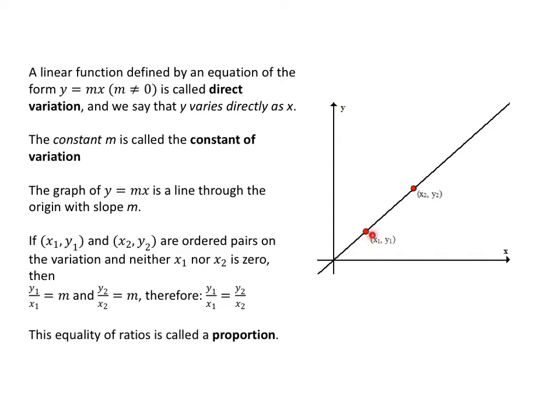So here we have x1, y1, and x2, y2 as ordered pairs on the variation, and neither one of those is 0. Then you can find the slope by taking the ratio. So therefore, any y over x is equal to any other y over x. And anytime you have two ratios that are equal to each other, we call that a proportion.